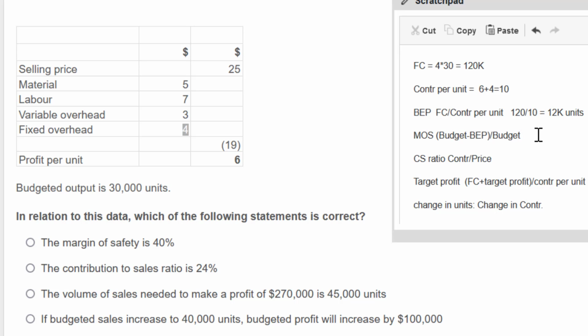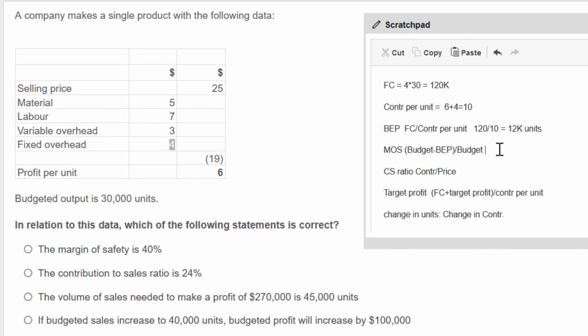So let's now crank out these figures and see which one is correct. The budgeted output is 30,000, and the break-even point is 12. So the difference there is 18. We can drop 18,000 units before we hit the break-even point, and the budget is 30, so we can do this at home.